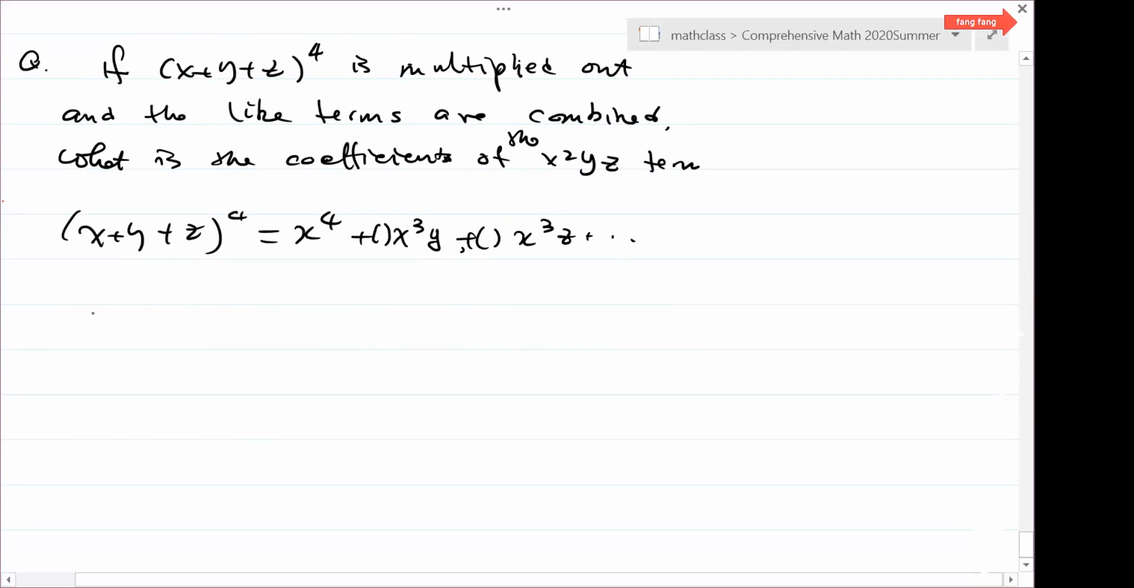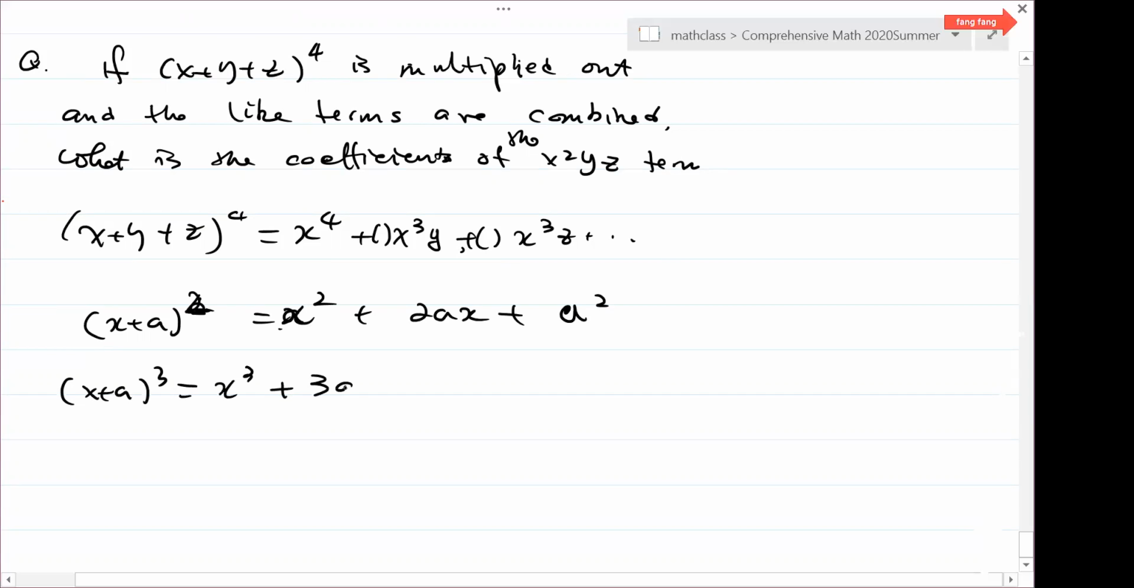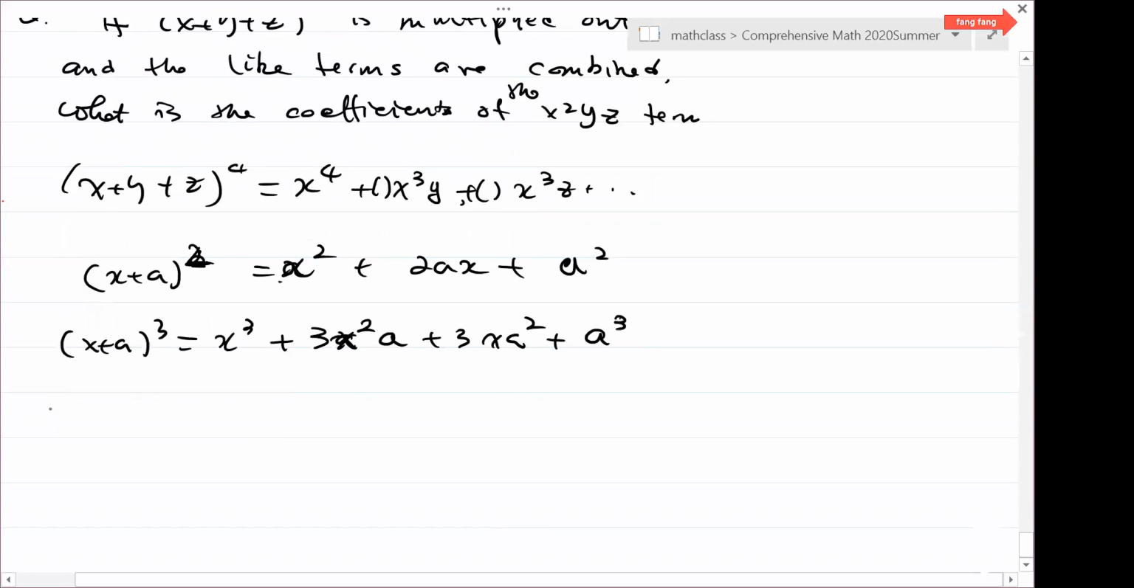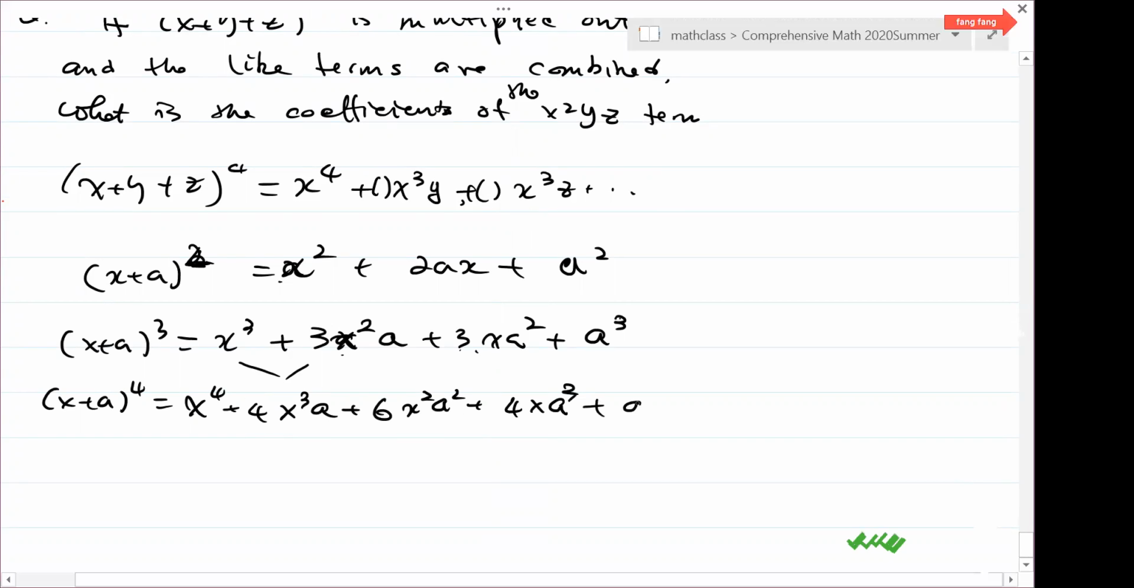My idea is this. First of all, I want x plus a to the fourth power. So how do we get x plus a squared? It's x squared plus 2ax plus a squared, right? Now how to get x plus a cubed? Then I have x cubed plus 3x squared a plus 3x a squared plus a cubed. How can I get x plus a to the fourth power? The x to the fourth power, and the coefficients are determined by those two: 1 plus 3 is 4, 3 plus 3 is 6, and 3 plus 1 is 4. And then a to the fourth power. Okay, so that's all I need.